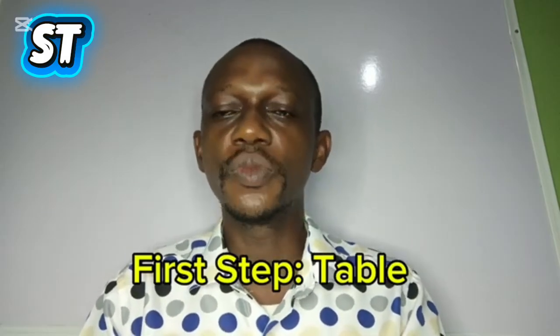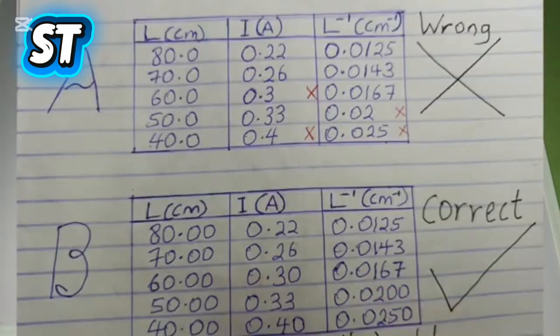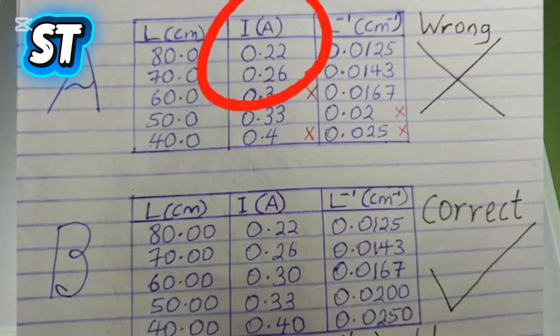The first one is the table. Look at this table, for example. Here we have table A and we have table B. On table A, the first column is a reading that has been taken using a meter rule. You can see that we have L in centimeters and I in amperes. That's the second column. In the third column, we have found the reciprocal of L, that is 1 over L, which is L raised to the power of -1, and the unit is centimeter raised to the power of -1.